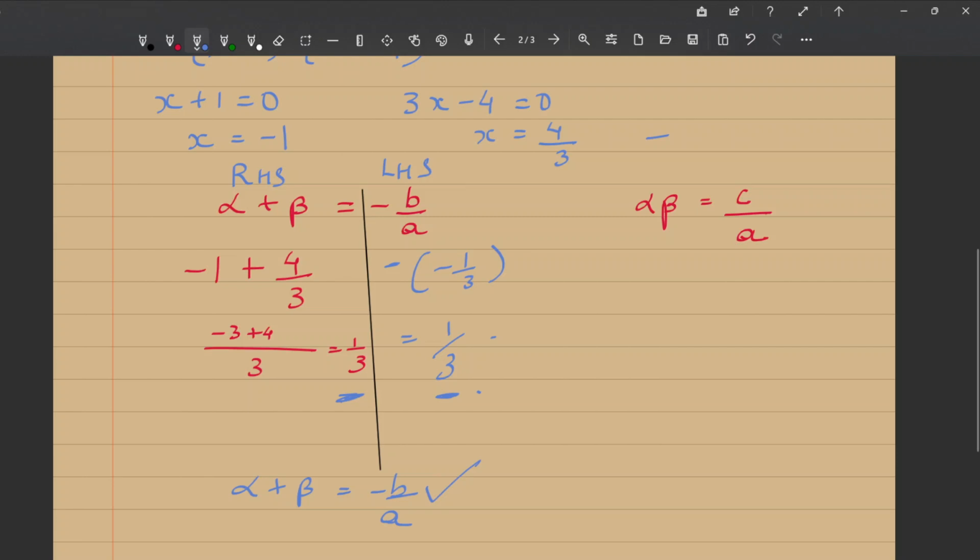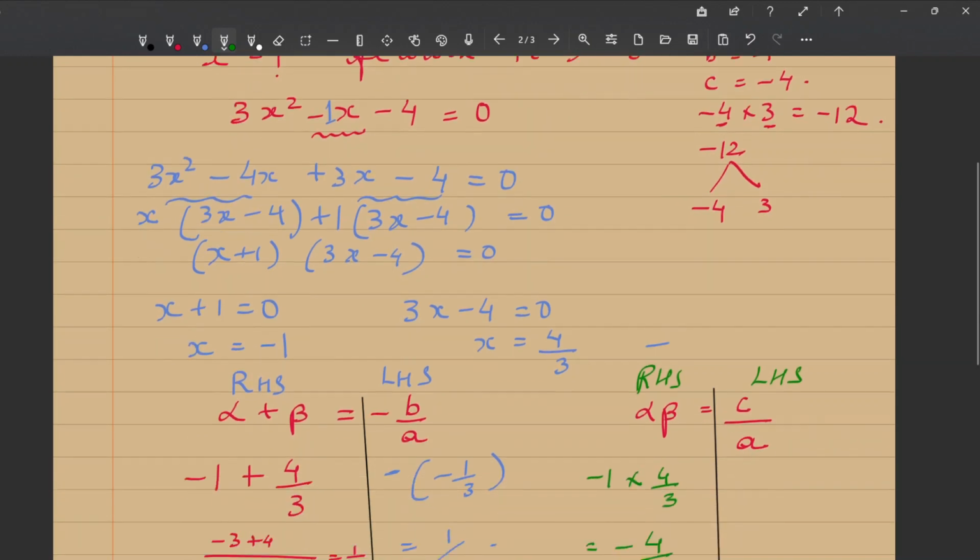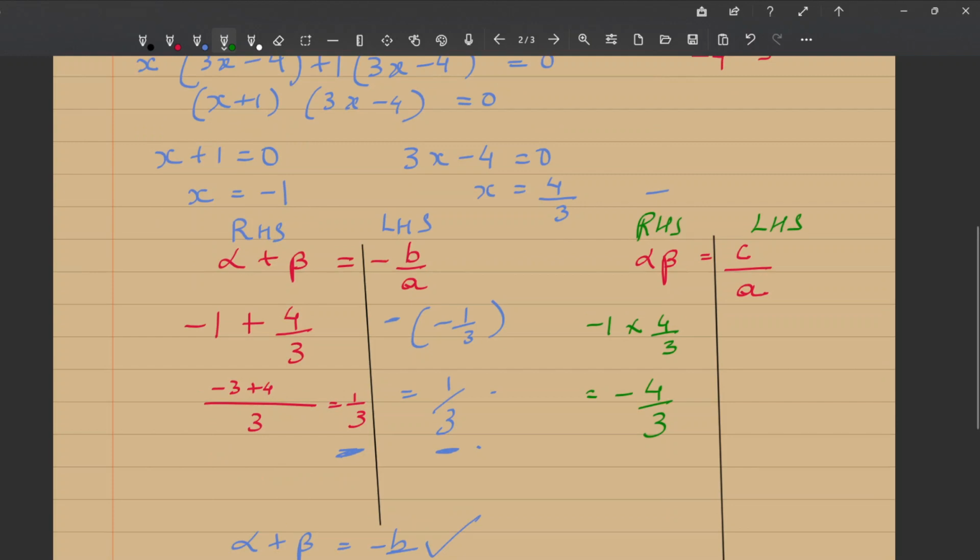Now, what about alpha beta and c by a? So, let us also split it here as two different sides, RHS and LHS, and find alpha beta first. Alpha beta is minus 1 multiplied by 4 by 3, which is equal to minus 4 by 3. And what about c by a? Your c was minus 4 and a was 3. So c by a is minus 4 by 3. And both of them are found to be equal. So our other relationship, the product of the roots alpha beta is equal to c by a, is also verified and is found to be correct.